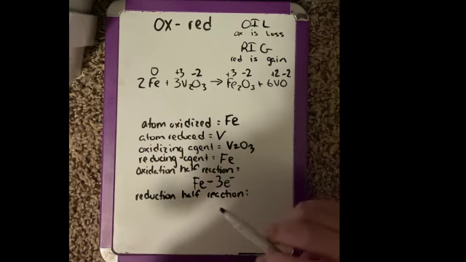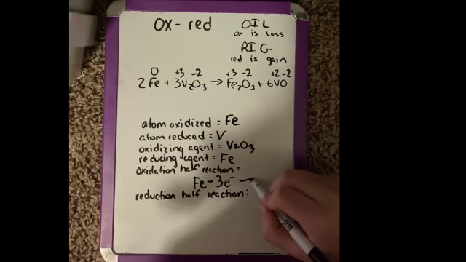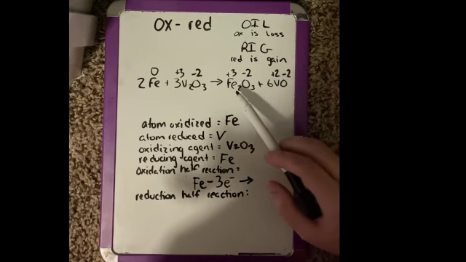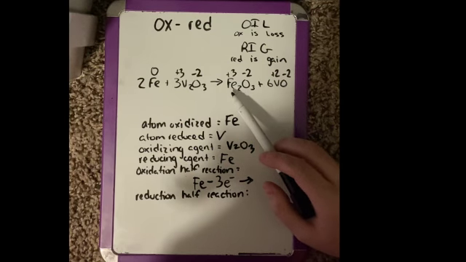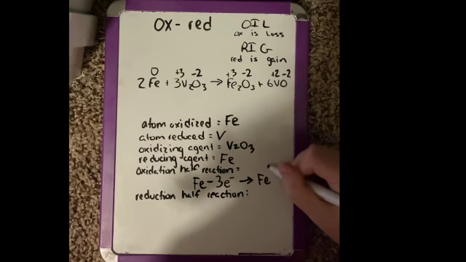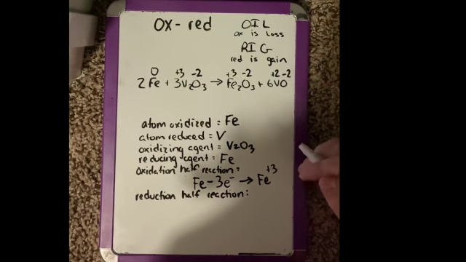So to show that, you would do minus however many electrons you lost, so in this case 3. And then you would put the symbol for electron, which is e with the minus sign. Then you put your yield or your arrow, and you find where Fe is at over here. So Fe, and it has a +3 charge. So that's all you have to do for the half reaction for oxidation.